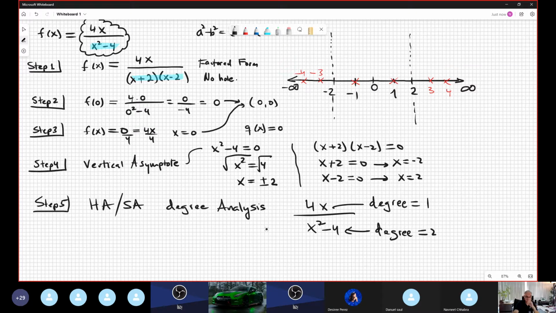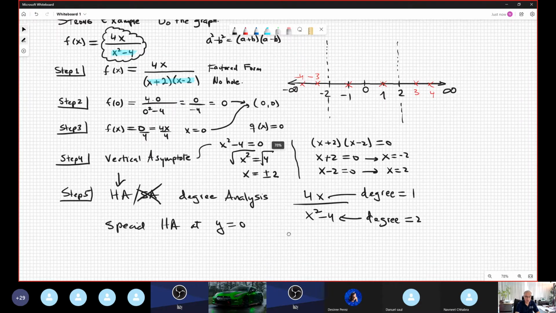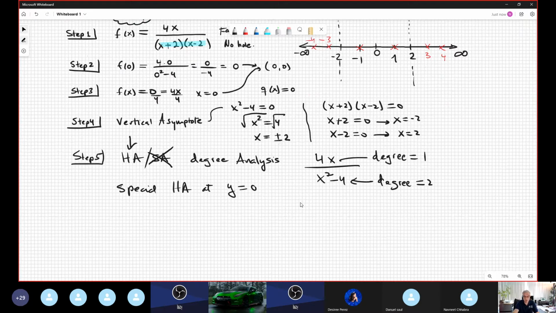I know the special case: when the degree of the polynomial on the bottom is greater than the degree on top, in general, yes, we have a horizontal asymptote at y equals 0. It's a special case. No division of leading coefficients, no dominant terms. We have no slant asymptote. Definitely no. This is a completely disjoint situation, it's not connected.